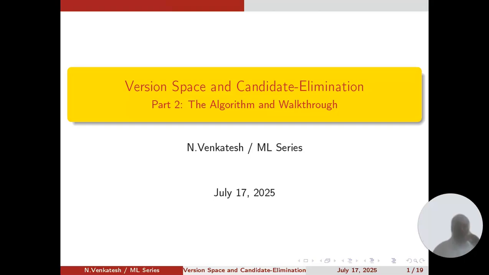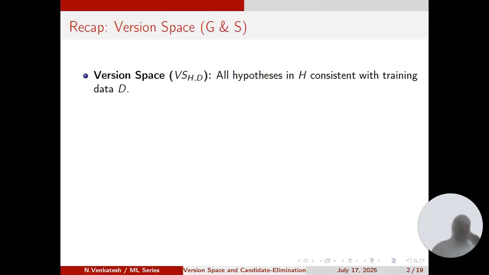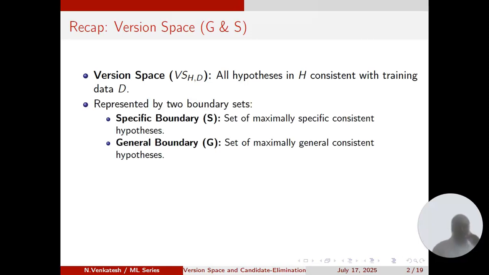So let us quickly recap what we discussed in the last class. We have defined a version space, the set of all hypotheses which are consistent with the training examples, and a version space can be compactly represented by using a specific boundary and a general boundary. A specific boundary is a set of maximally specific hypotheses which are consistent with all the training examples. The general boundary is a set of maximally general hypotheses which are consistent with all the training examples.